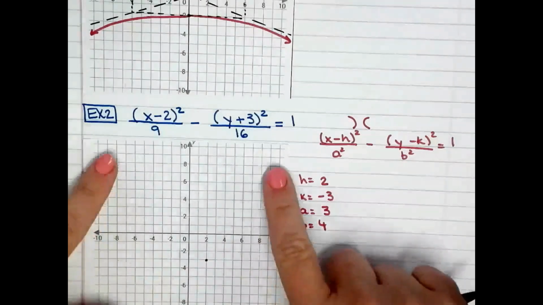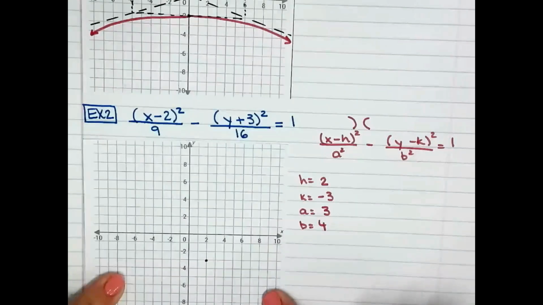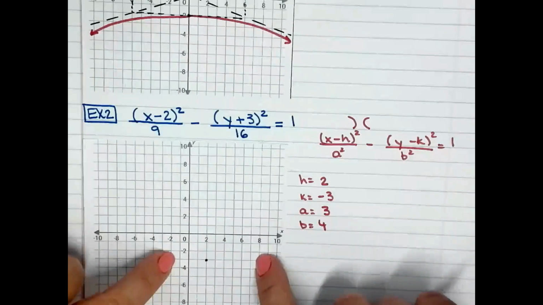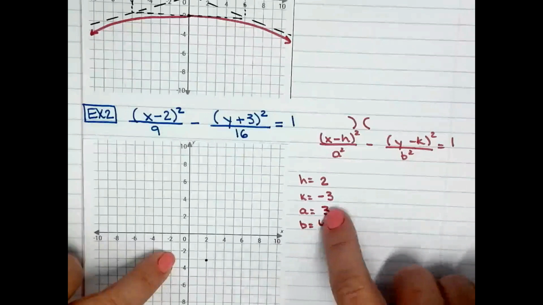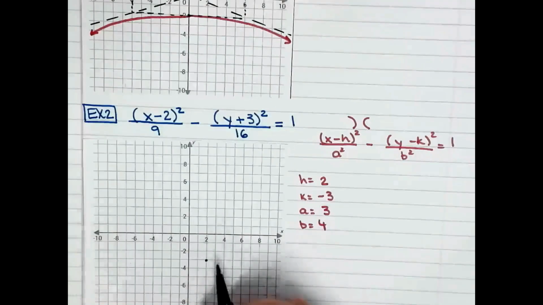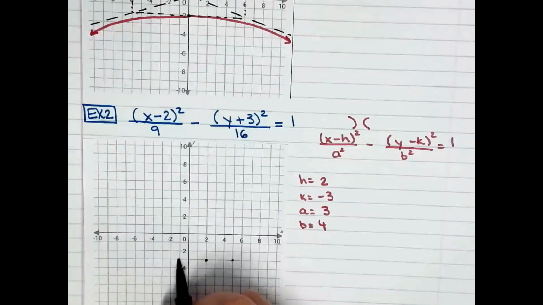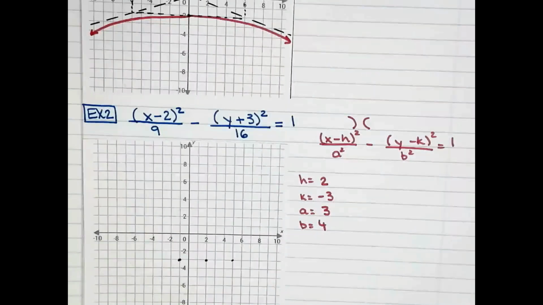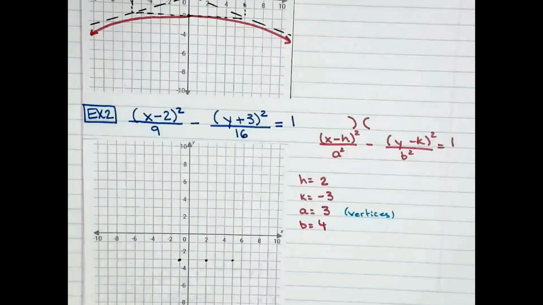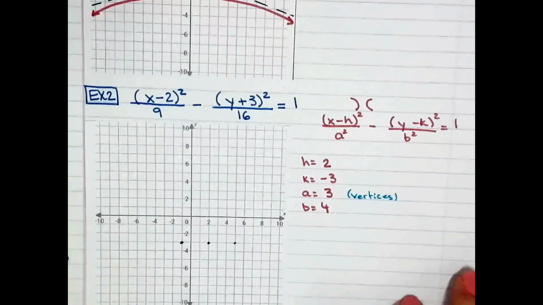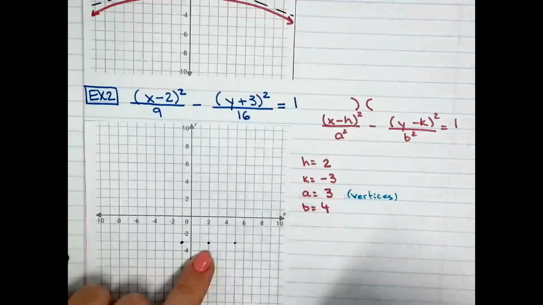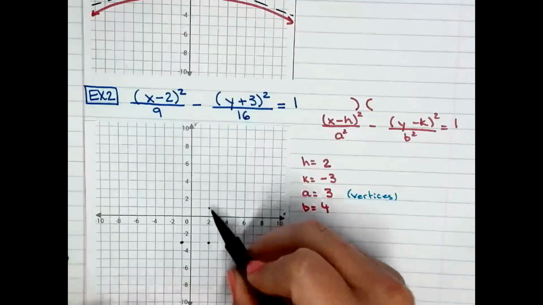Now I know the hyperbola is going to open sideways like this. That means the vertices will be right there side to side. So I know I need to use A to find the vertices. So if A is 3, 1, 2, 3, 1, 2, 3. If you want to, you can go ahead and write yourself a little note right there. That's where you're going to find the vertices. Now for B, B is 4, so it's going to be 4 up, 1, 2, 3, 4, and 4 down.